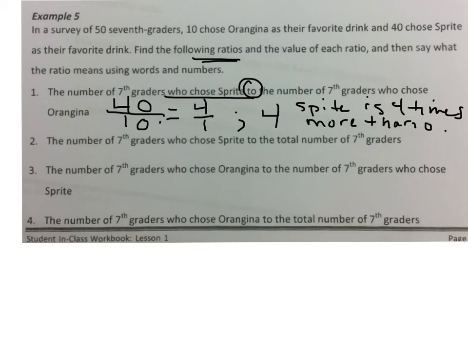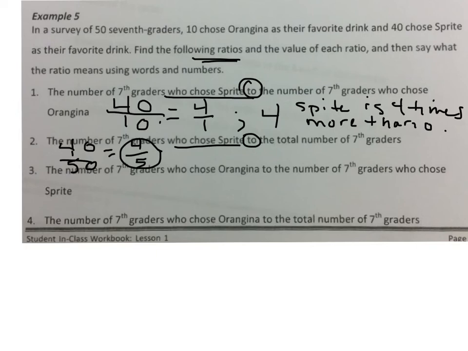It says the number of 7th graders who chose Sprite to the total number of 7th graders. So if I start with what they say, so they say look at the Sprite, we can do that, that's 40. Compare that to, see the word "to," that's my fraction line. Total number of 7th graders, that's not 10. 10 is how many chose orange. 50 is how many total there are. So if I reduce that ratio, I could divide by 10. 10 goes into 40 4 times and into 50 5 times. So there's my ratio. This is the Sprite to total students.